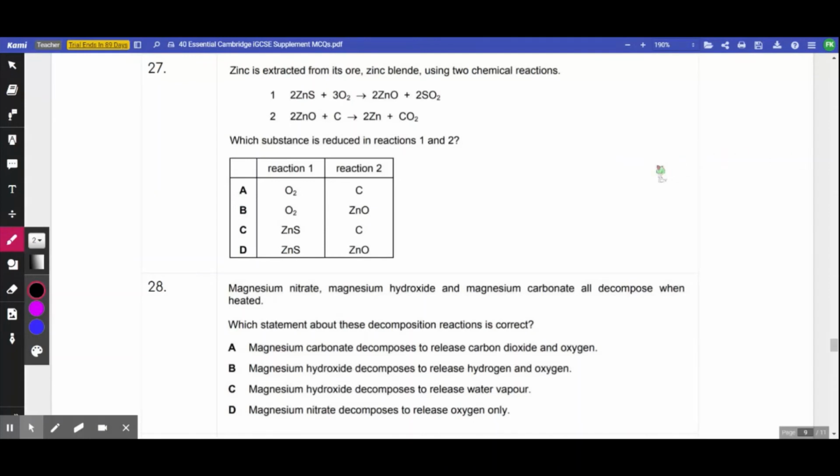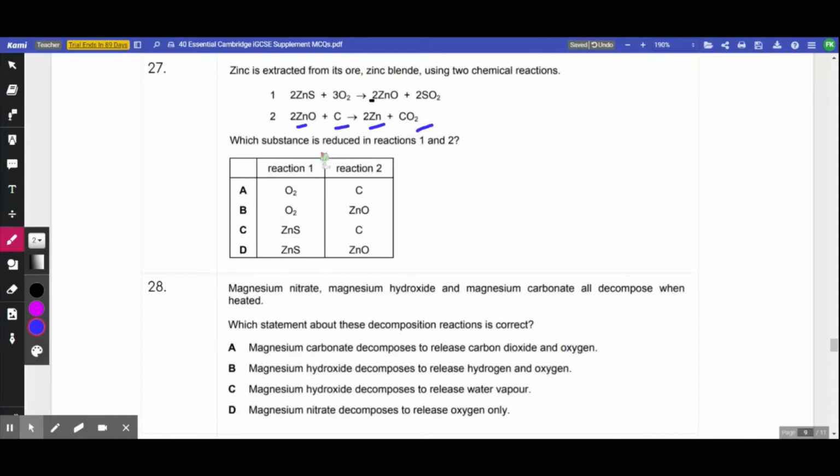Let's have a look at question number 27. Pause the video if you need to. Zinc is extracted from its ore, zinc blende, using two chemical reactions. The two chemical reactions are there. Zinc sulfide plus oxygen reacts to form zinc oxide plus sulfur dioxide. And then the second one is zinc oxide plus carbon reacts to form zinc plus carbon dioxide.